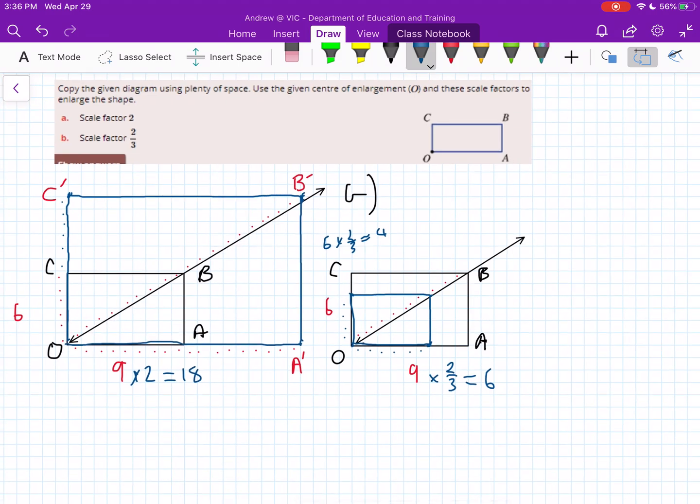So hopefully this did help with these types of questions. Make sure you are using a ruler and measuring how far away everything is. Or if you have graph paper, it is very good for this. Alright. So hopefully this helped with scaling or enlarging images. And good luck.